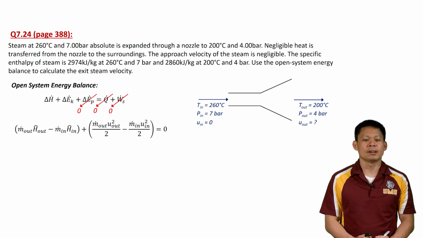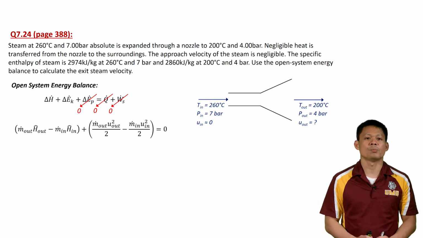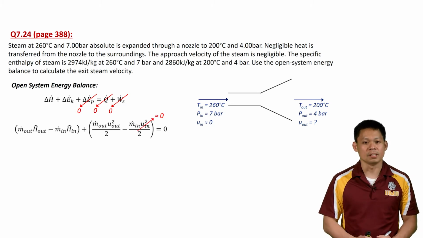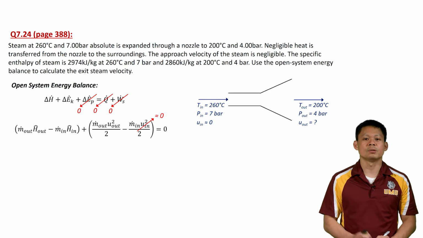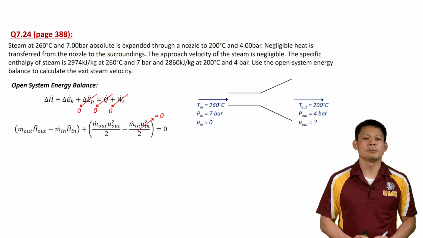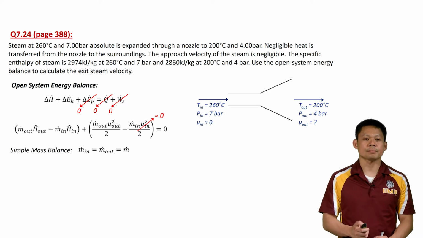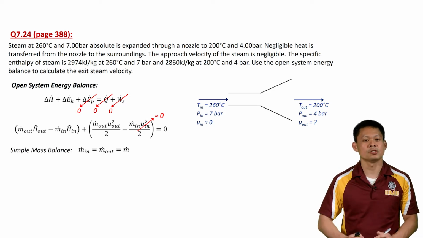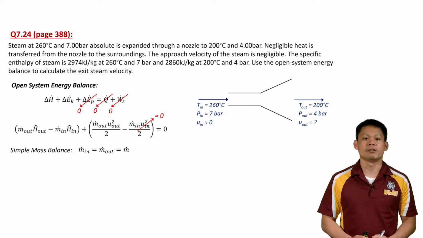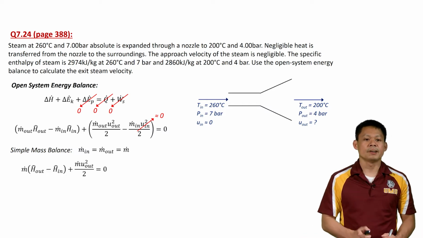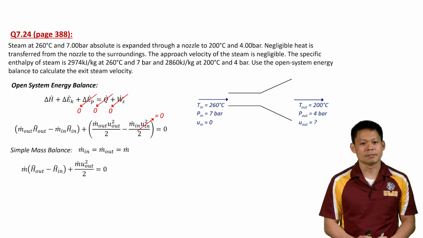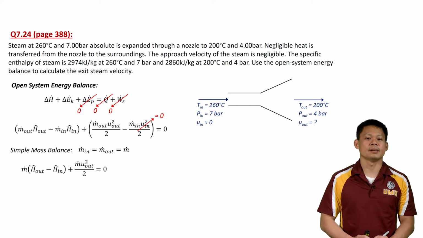Now we have this mass in and mass out, but since we just have one stream in and one stream out, by a simple mass balance we know that the masses are going to be equal. We also assumed that the inlet velocity is 0, so the second term in our kinetic energy goes to 0. Using a simple mass balance, the mass in equals mass out, and I can just write it as a generic m dot. By simplifying, now I have m dot multiplied by the change in the specific enthalpies, and then the kinetic energy term.